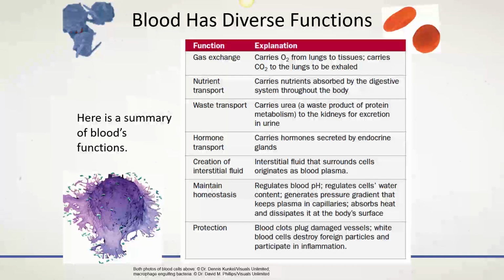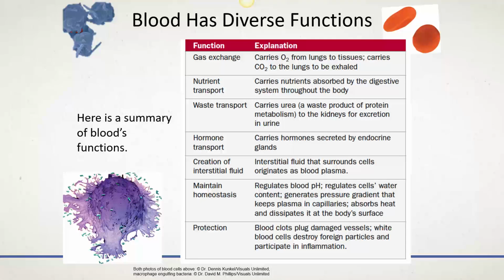As far as nutrient and waste transport, nutrients that are absorbed from the digestive tract get transported through the blood, and then any waste products that have to be filtered out in the kidney get transported through the blood. It transports hormones that are produced by the endocrine glands. It creates interstitial fluid, or the fluid that surrounds the cells in the tissues. It maintains homeostasis. It regulates the pH of the body, the cell's water content. It keeps plasma in capillaries, and it absorbs and dissipates heat at the body's surface.